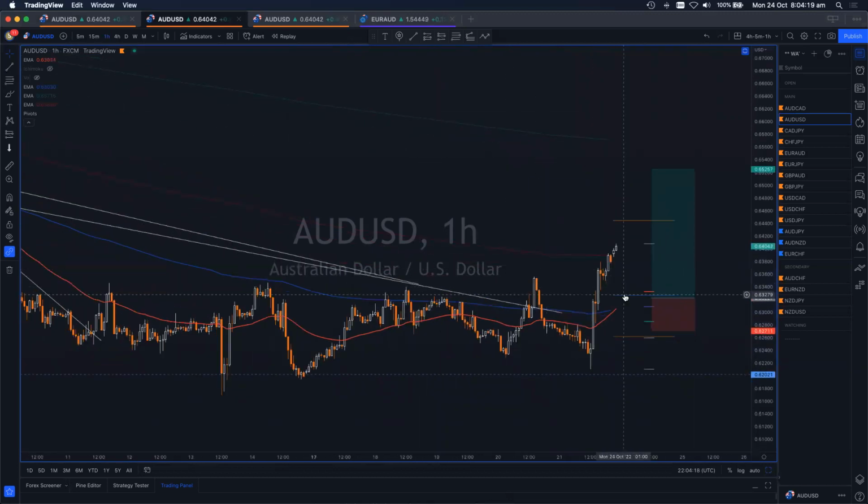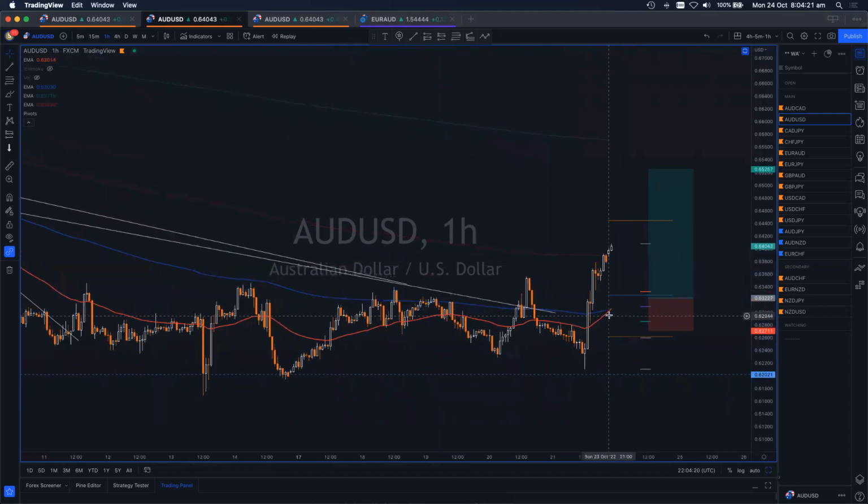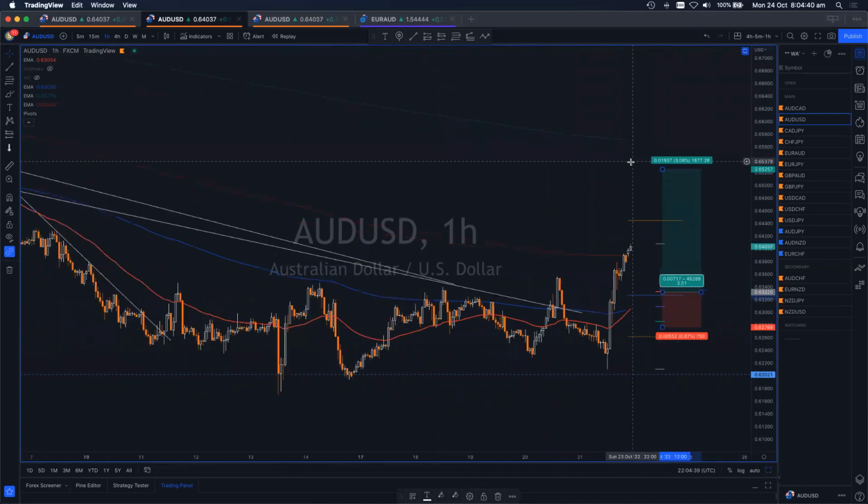And 4-hour 50 not far behind. The stop behind the 618, and entry up here by the 382, which also lines up with the daily pivot, which is nice. So we've got 3 things hopefully that will line up on entry. If it does pull back, then we'll have a nice potential long trade here up to daily 50.